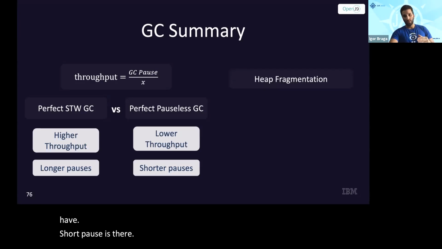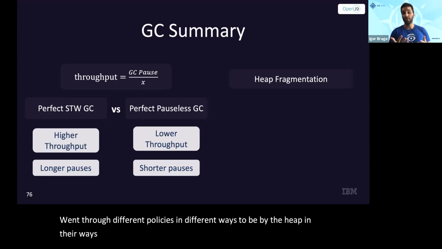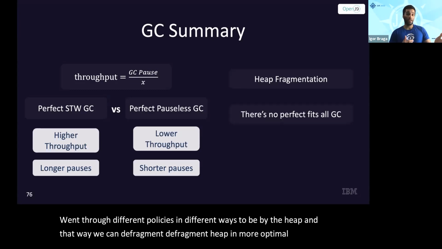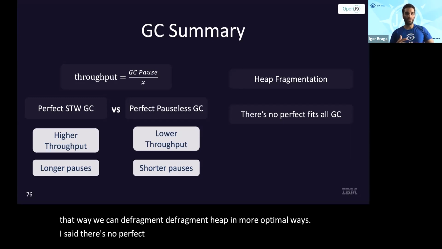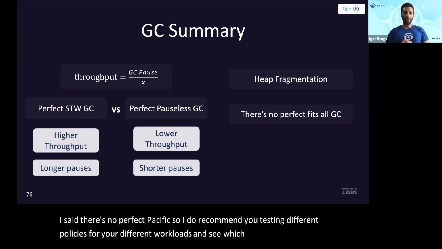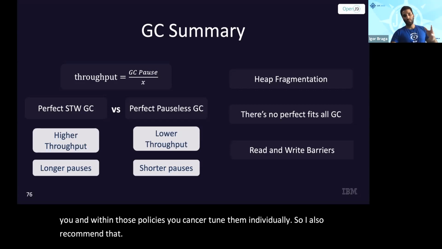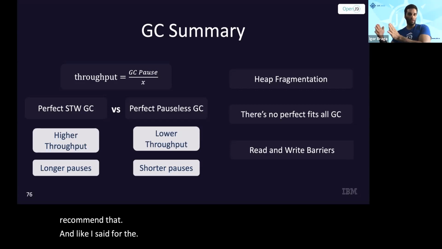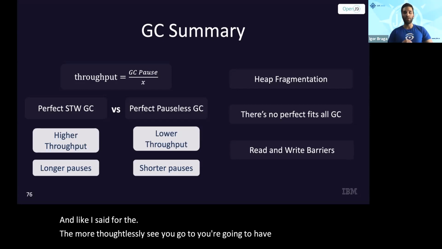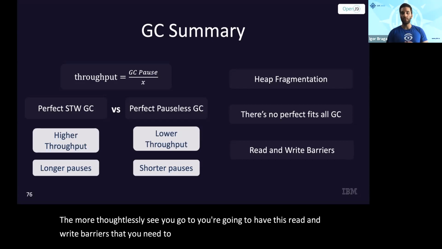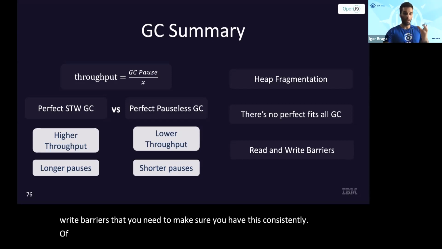We went through different policies and different ways to divide the heap, so that we can defragment the heap in more optimal ways. Like I said, there's no perfect GC that fits all. I do recommend testing different policies for your different workloads and seeing which one works best for you. And within those policies, you can also tune them individually, so I also recommend that. And like I said, the more pauseless you go, the more you're going to have these read and write barriers that you need, to make sure you have a consistent view of the objects on the heap.